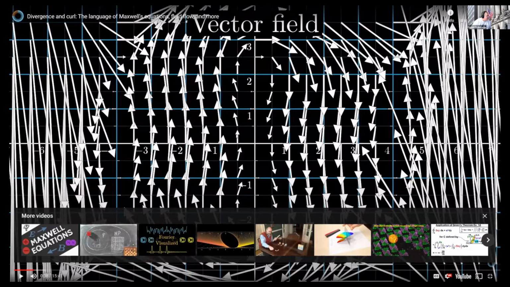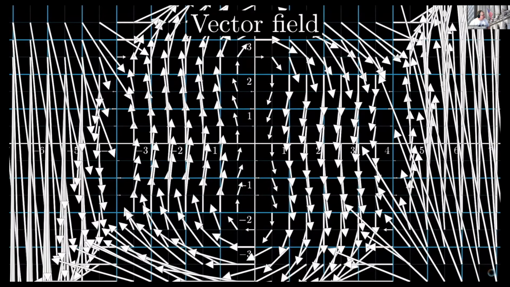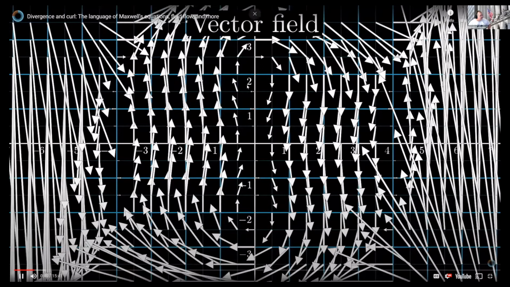Are you seeing a big screen saying vector field on it? You are, okay. So I can't do much about the sound, but I'll try and just explain what's going on here then.